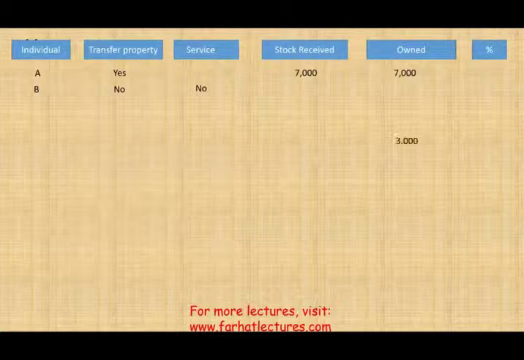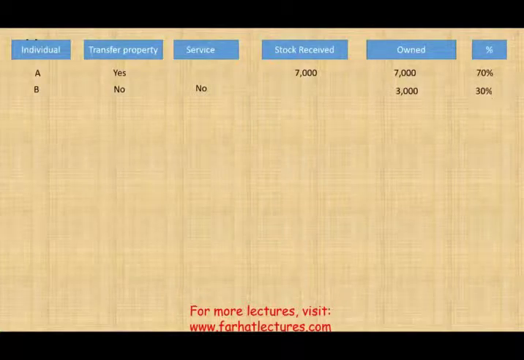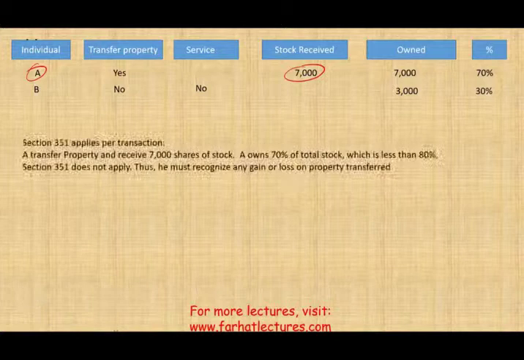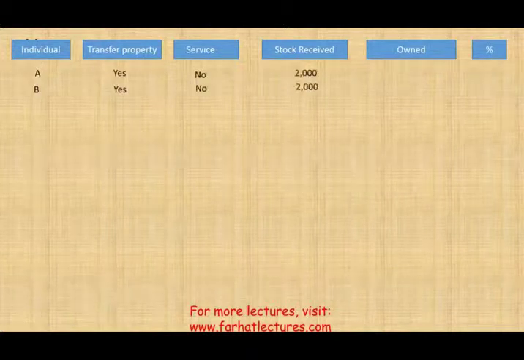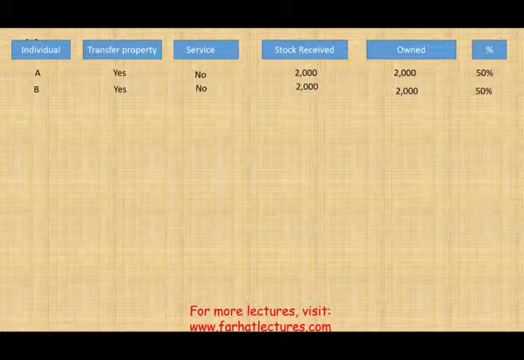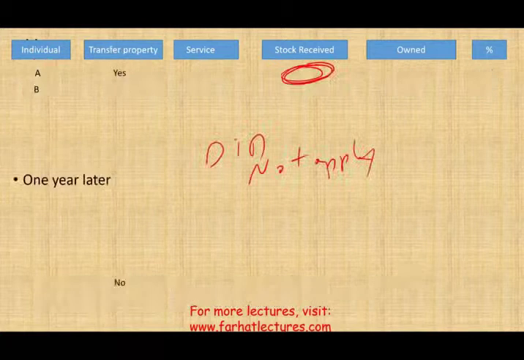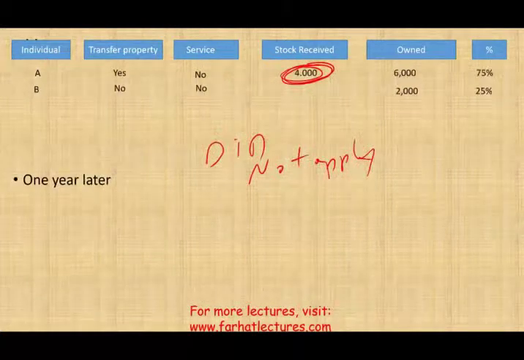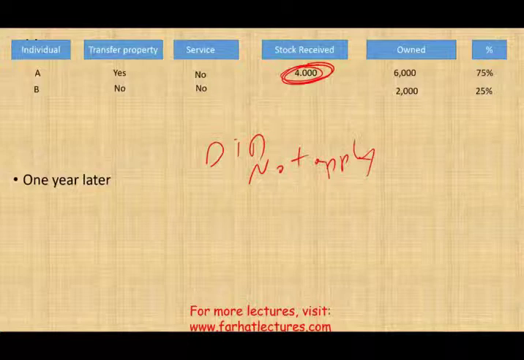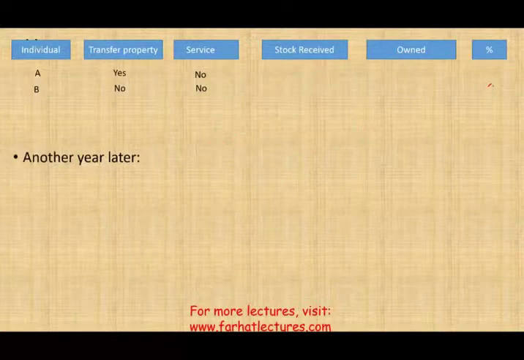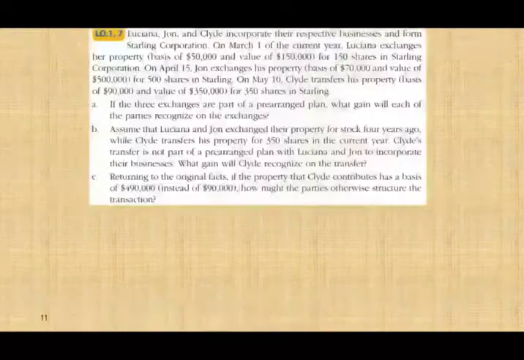So scenario one, no one got control. A contributed, received 7,000 shares, but A did not have control. In scenario B, since they went together and each received 2,000 shares and each got 50%, we treated the transaction together because the transfer happened together, then Section 351 applies. In example three, no control because A did not, after the transaction, gain control of the corporation. And in four, they did have control of the corporation.